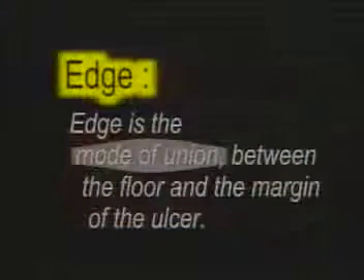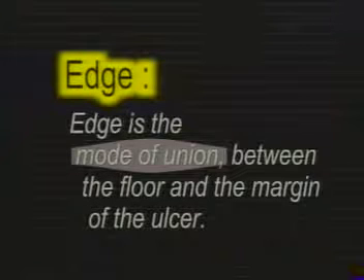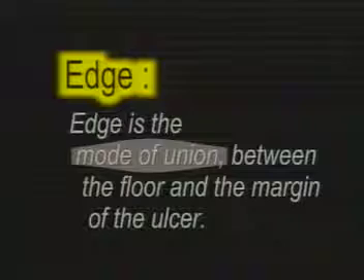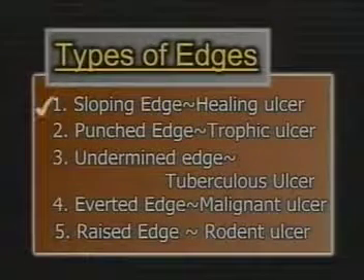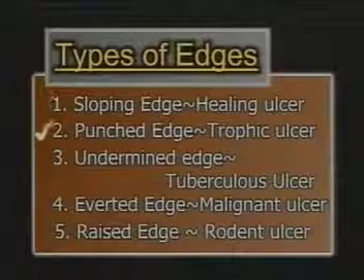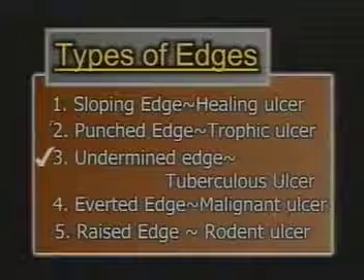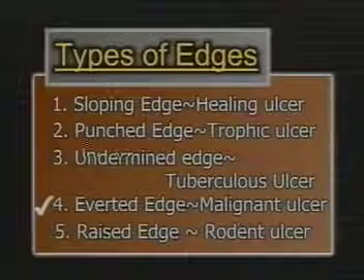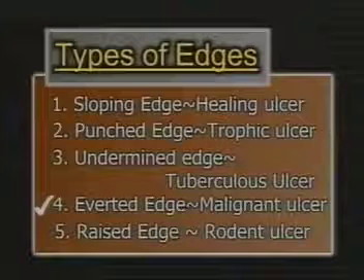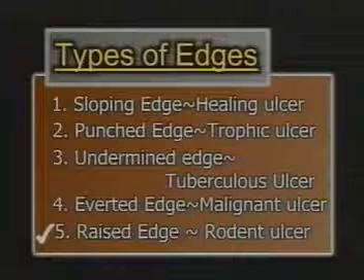Edge is the mode of union between the floor and the margin of the ulcer. So it has thickness, a 3rd dimension, and it can be inspected as well as palpated. There are 5 types of edges. Sloping edge of a healing ulcer, punched edge of a trophic ulcer, undermined edge of a tuberculous ulcer, raised and everted edge of a malignant ulcer, and raised but not everted edge of a rodent ulcer.